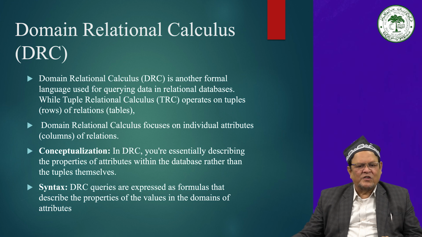Next is optimization. Database systems often optimize DRC queries to improve performance. DRC allows users to query relational databases by specifying conditions on individual attributes. It provides a structured way of asking questions about the properties of attribute values within the data.